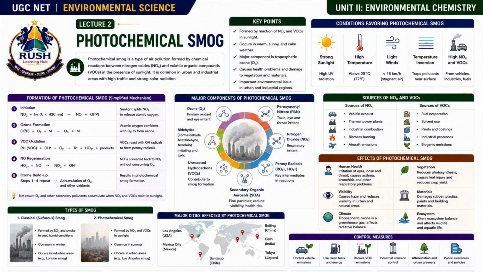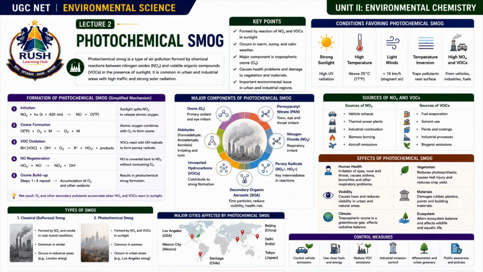Photochemical smog is equal to nitrogen oxides plus volatile organic compounds plus sunlight. Now let's examine the major components of photochemical smog. The first and most important component is tropospheric ozone, represented as O3. Ozone is the major oxidant present in photochemical smog. It irritates the respiratory system and damages vegetation.